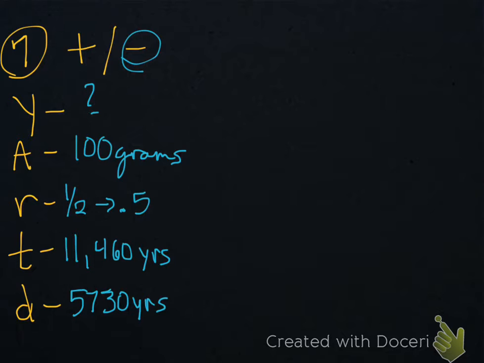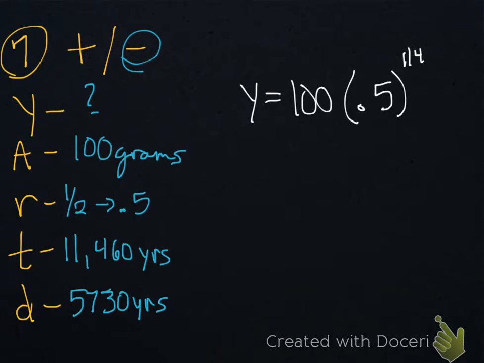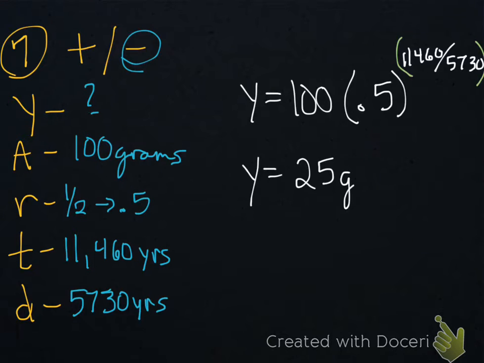All right, so let's plug it in. So we got y equals what? 100, parentheses 0.5, raised to the 11460 divided by 5730. If you're not sure, you can always put your exponent in parentheses. It's not a big deal. So we got y equals. Plug that into the calculator and we get 25 grams.